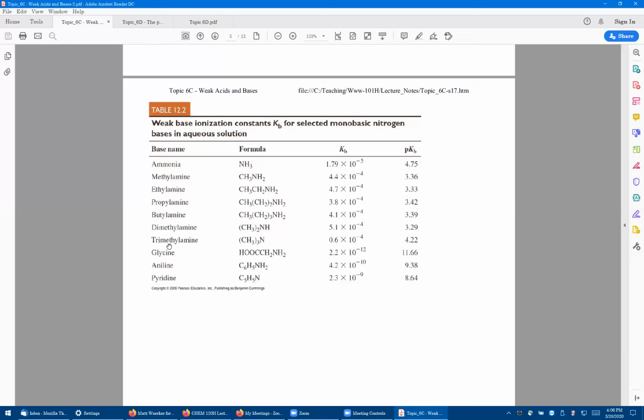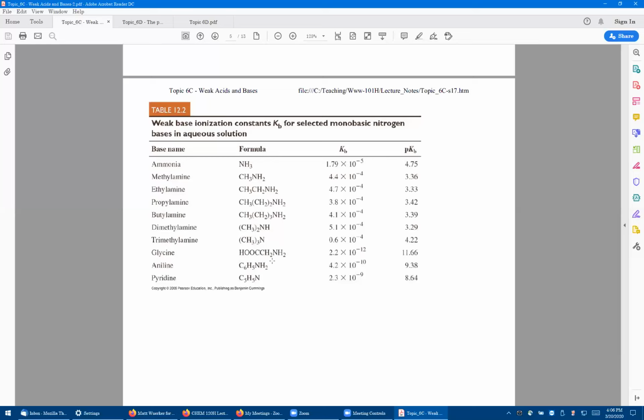So trimethylamine, which has 3 methyl groups instead of ammonia, which has none and only has 3 hydrogens, is something on the order of almost 100 times weaker of a base than ammonia is.